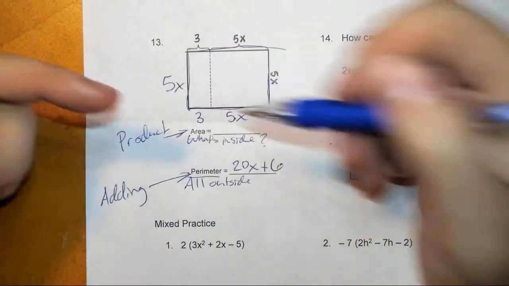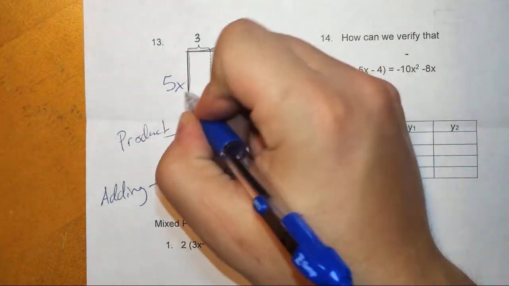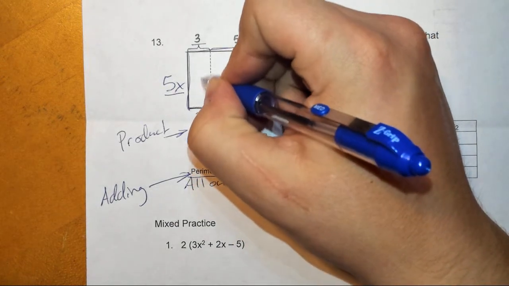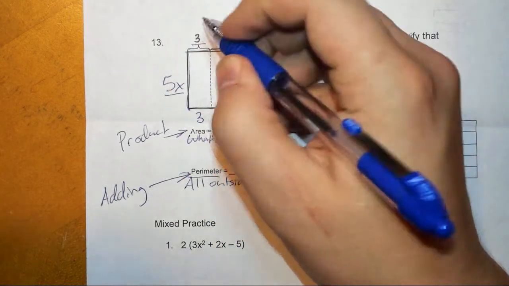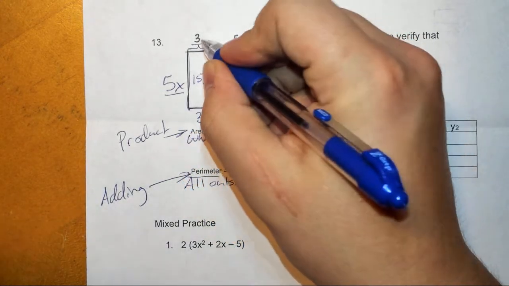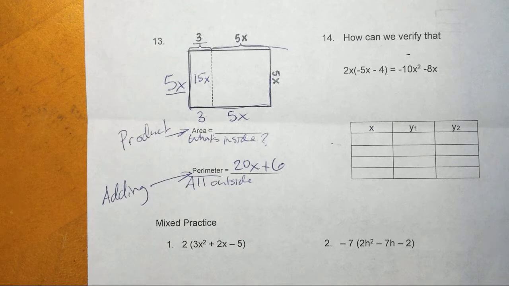And we can use the box the same way that we use the box on the other side. We have 5x here times 3. That'll give us the area of this piece. 5 times 3 is 15. X. No other x over here, so it's just the one x.